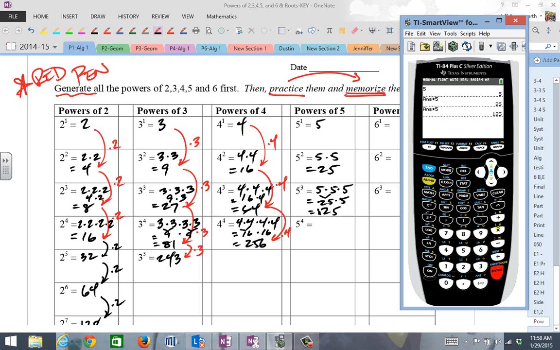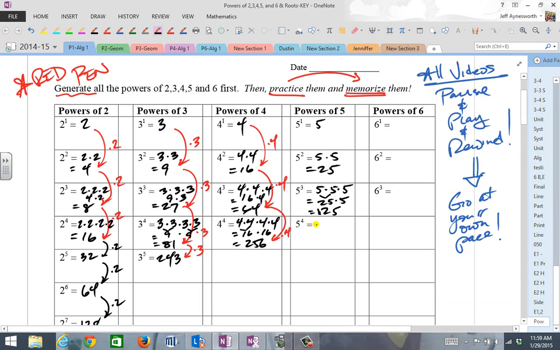Times 5, see, 5 times 100 is 500. 5 times 25 is 125. 500 and 125 is 625. Boom, right there. All right? Or you can do it this way, 5 times 5 times 5 times 5, which is 25 times 25, and 25 squared is 625. I have that memorized too. So once again, you multiply it by 5, multiply it by 5, multiply it by 5. All right, powers of 5.